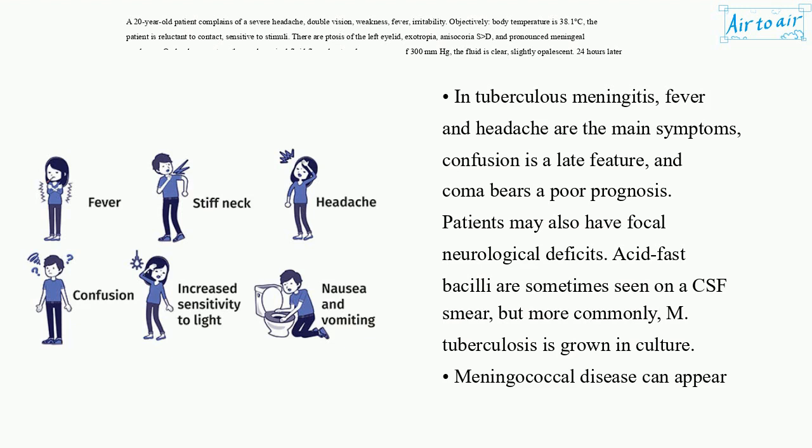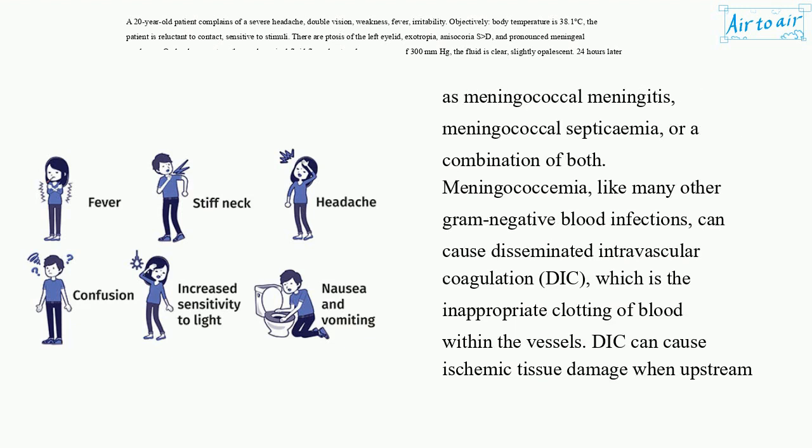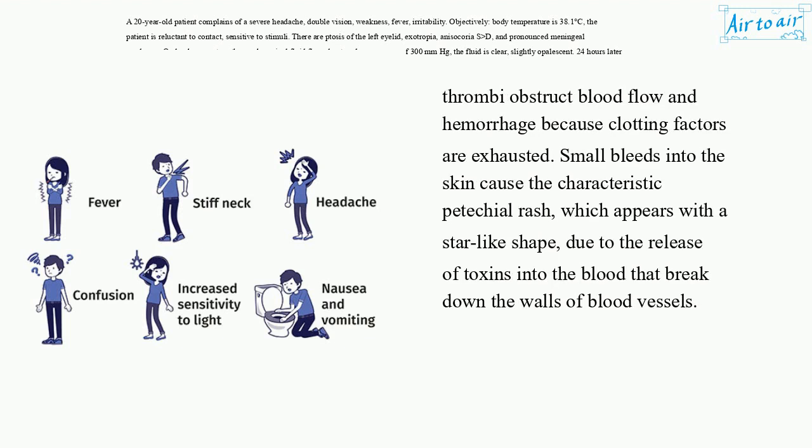Meningococcal disease can appear as meningococcal meningitis, meningococcal septicemia, or a combination of both. Meningococcemia, like many other gram-negative blood infections, can cause disseminated intravascular coagulation, DIC, which is the inappropriate clotting of blood within the vessels. DIC can cause ischemic tissue damage when upstream thrombi obstruct blood flow and hemorrhage because clotting factors are exhausted.